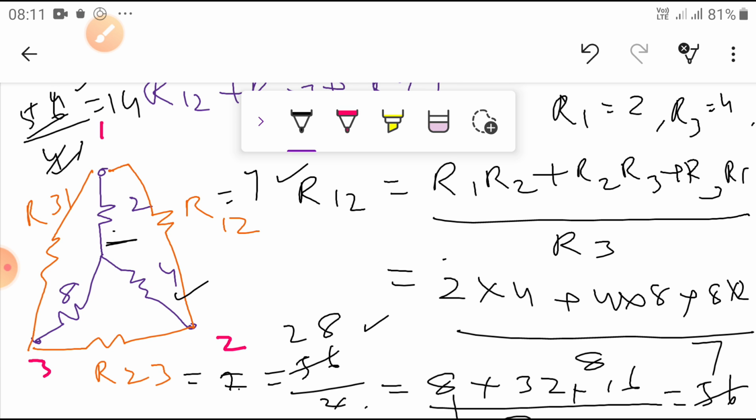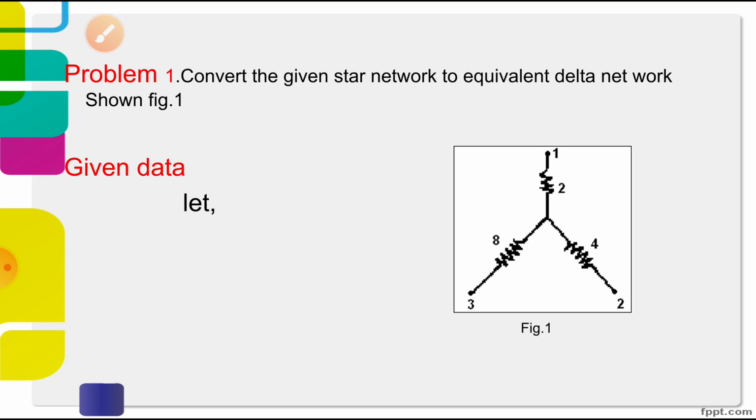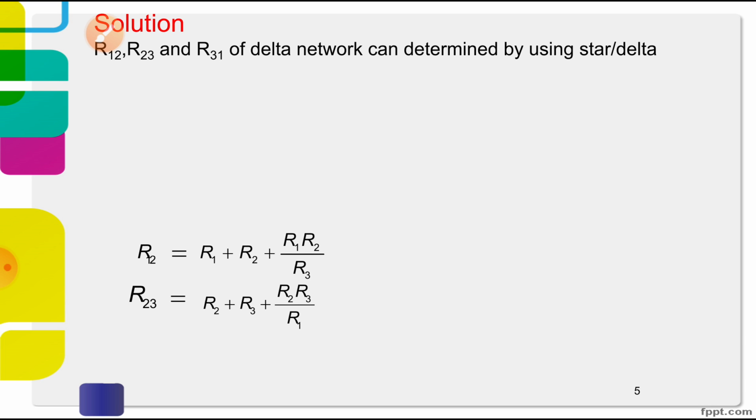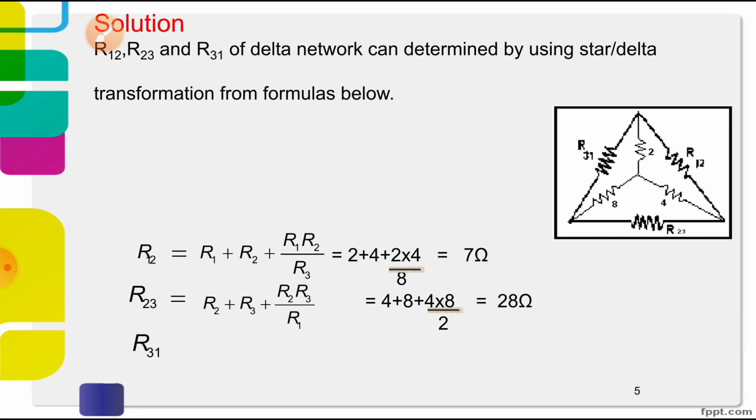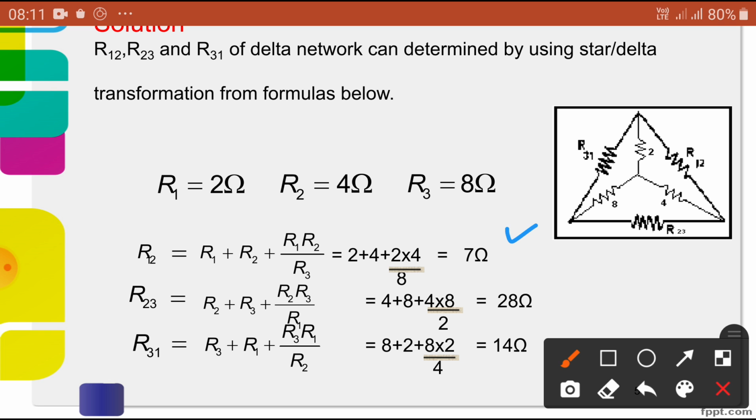Okay, very simple problems. You can do similar problems. What is given? R1 is 2 ohms, R2 is given and R3 is given. Now simply substitute these values in the given equation. Based on this, we got 7 ohms, 28 ohms and 14 ohms. Simply substitute in our formulas and we got these values.